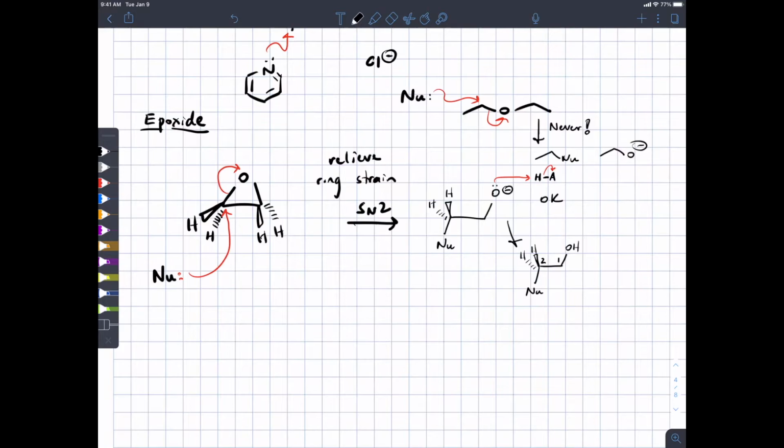Okay, anything you want to ask about that? Do you get the idea that ring strain is relieved when you do this? Go ahead. I guess my question is, when the nucleophile attacks from the back, it's still on the same plane as the oxygen. I don't understand that very well.